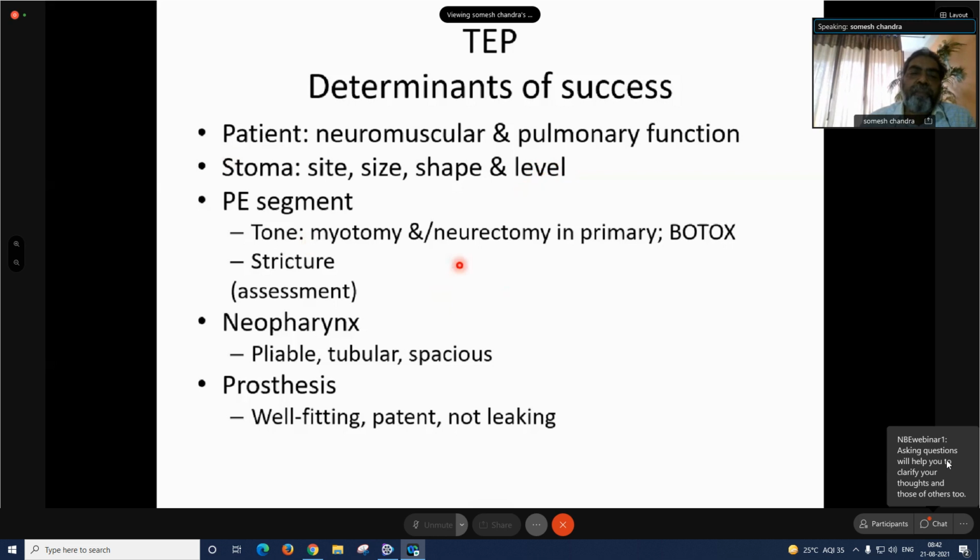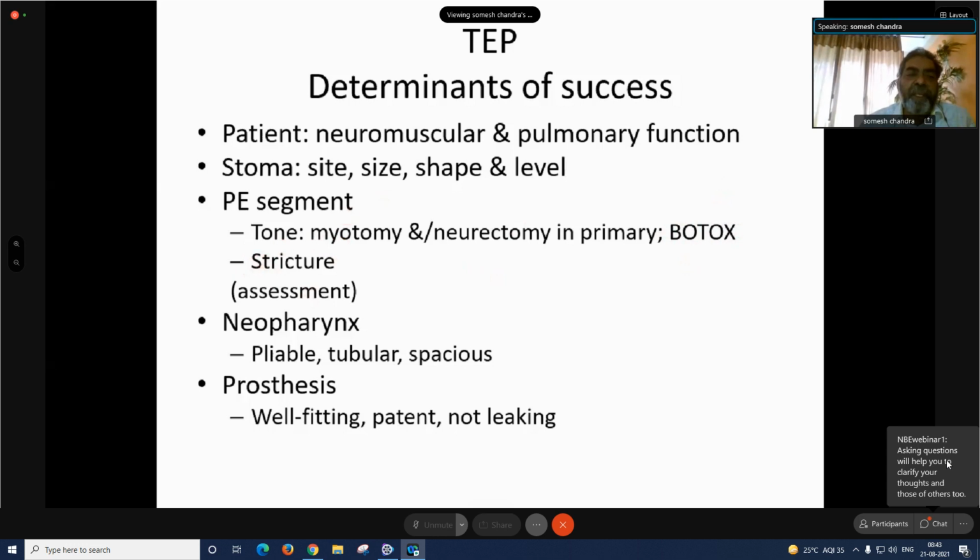The PE segment: normally it is recommended that if you're doing a primary laryngectomy with primary TEP, you must do a myotomy at that time. Unless you are doing a salvage after chemoradiation, you could avoid myotomy at that time because the chances of a leak are much higher in this setting, especially with formation of a pharyngocutaneous fistula. Neurectomy is not done along with the myotomy anymore because it may lead to a more hypotonic segment. Botox is used for secondary TEP procedures where the voice is not being produced or it's a very staccato and spasmodic voice. So Botox helps to relieve the spasm of the PE segment. So only in selected cases, but a fair number could need it when you are doing a secondary TEP. Strictures have to be ruled out and prevented.